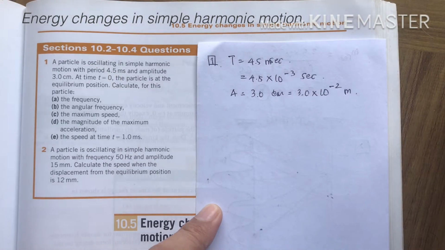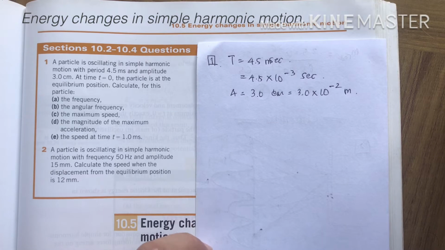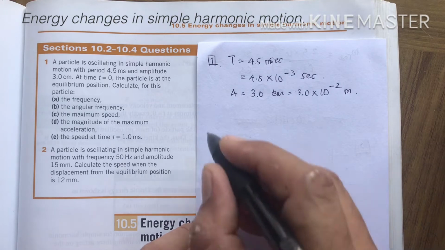And at the time t, the particle is at the equilibrium position. Calculate for this particle A, B, C, D, E. We have 5 questions in number one. Let's try to solve this question.